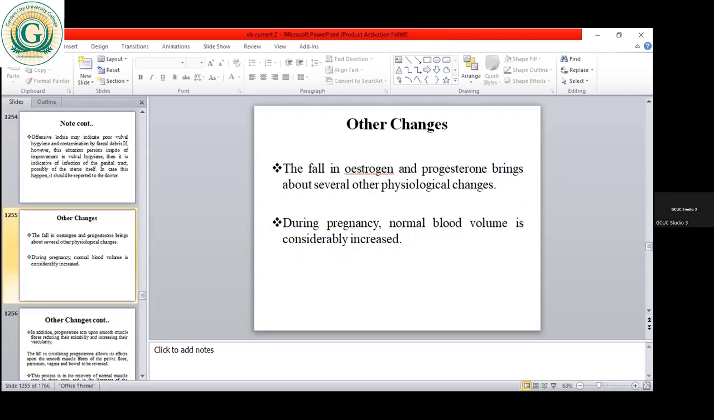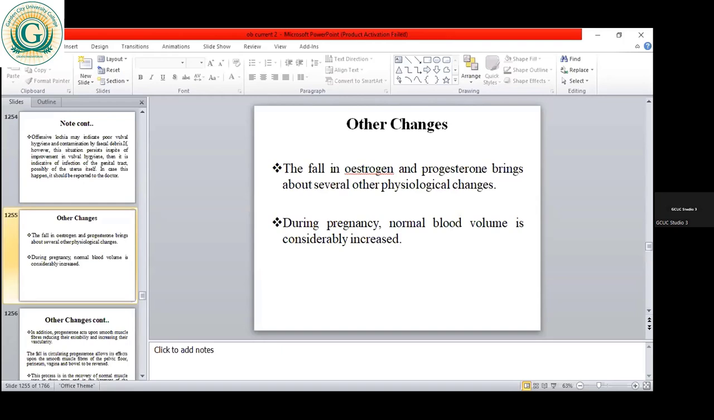So apart from this lochia issue, the next change that we look at is the hormones. During pregnancy, estrogen and progesterone are high in the blood of the woman. Now that the pregnancy is gone, these two hormones that were supporting the pregnancy have to also go away.